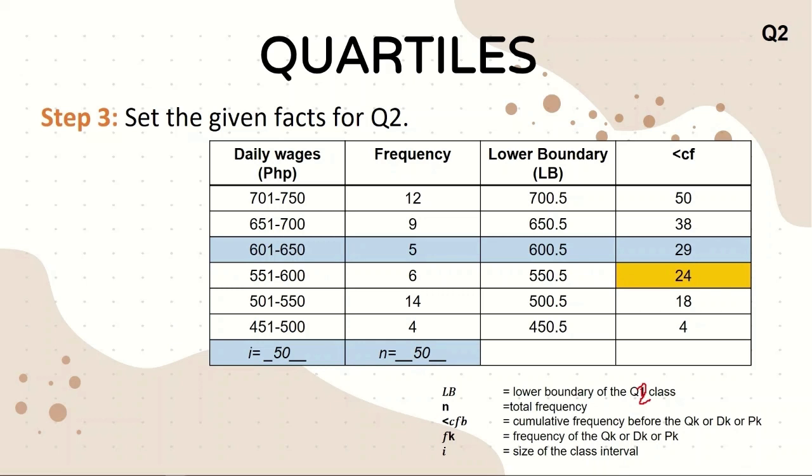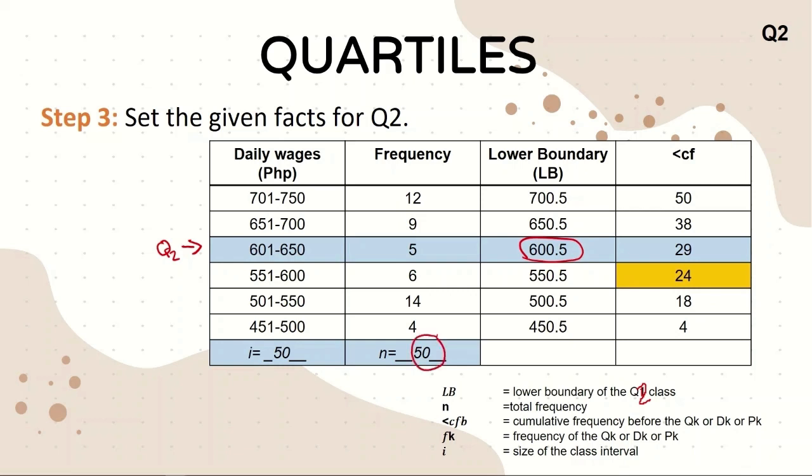So we have to refer to the cumulative frequency distribution table. Here we already know that the position for quartile 2 is in the class 601 to 650. This will be needed to find the lower boundary. What is the lower boundary of 601 to 650? It is 600.5. Then the total frequency is equal to 50.